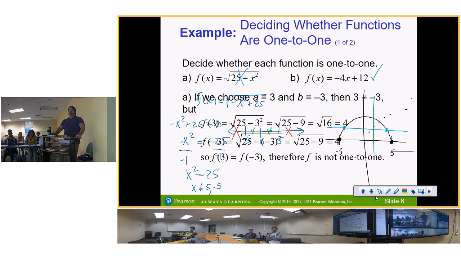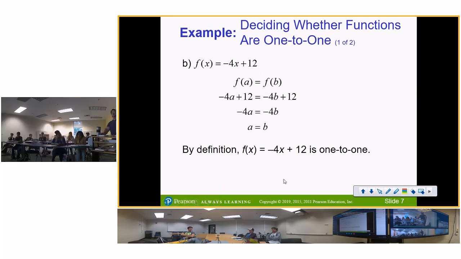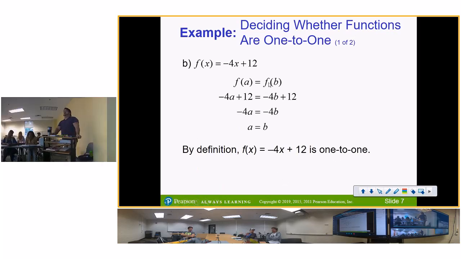All right. Look, so what do we got? The first one is not a what? One-to-one. I bet the second one is. And they also plugged in, they said f of a is equal to f of b. What are they doing? They're plugging in. Okay, what are they doing? Let me show you.